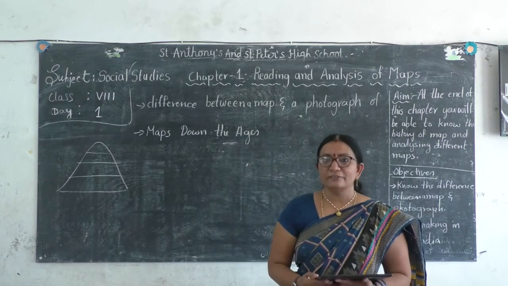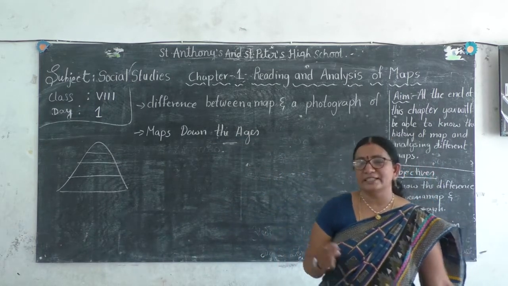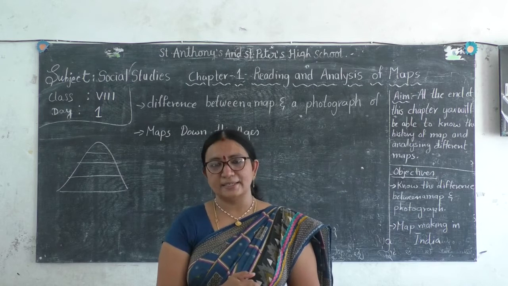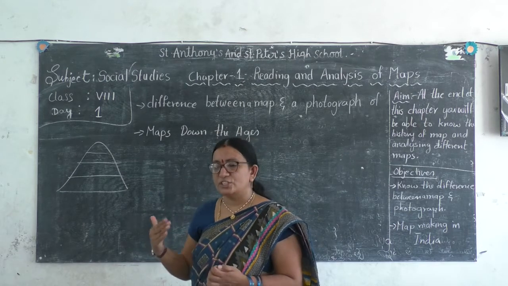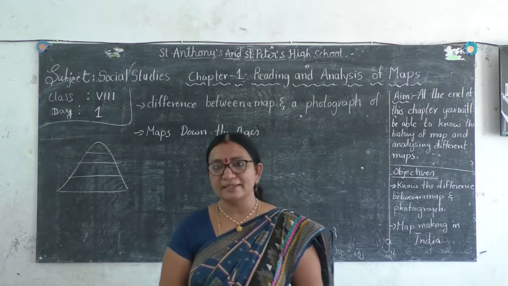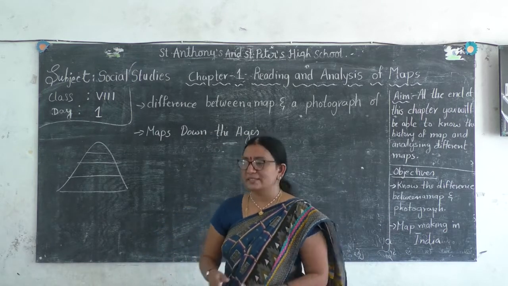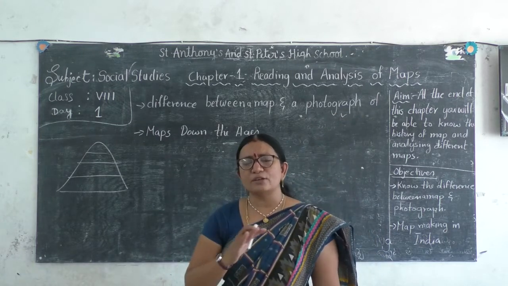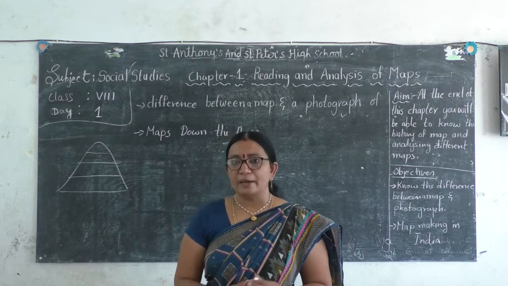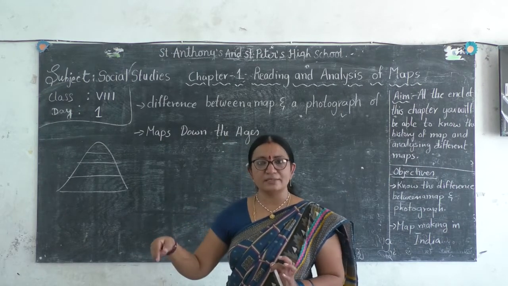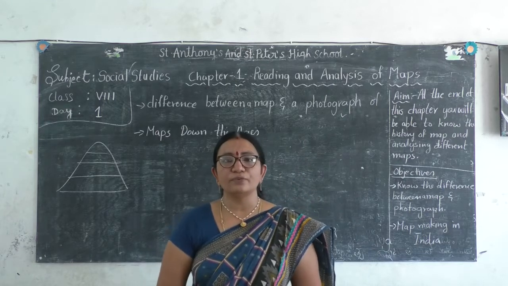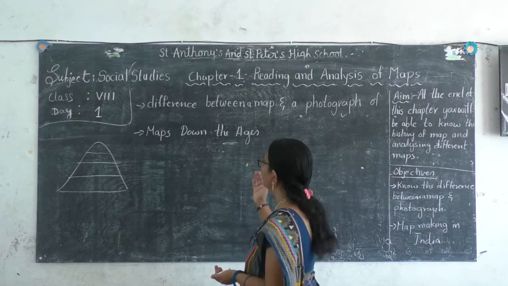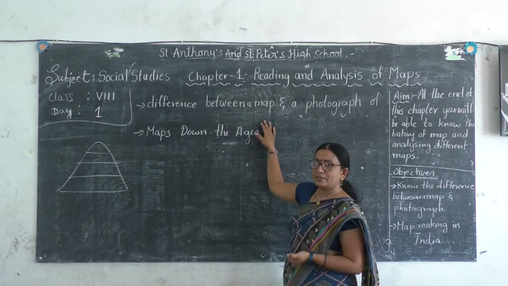You can observe that in the photograph, we don't get a clear idea about the borders and what kind of vegetation or climate is there. All this information we don't get in photographs. Coming to maps, a map gives us all the detailed information about a particular place: the boundaries, the vegetation, the kind of crops grown there, where the forests are, where the rivers flow. All this clear idea is given by maps.